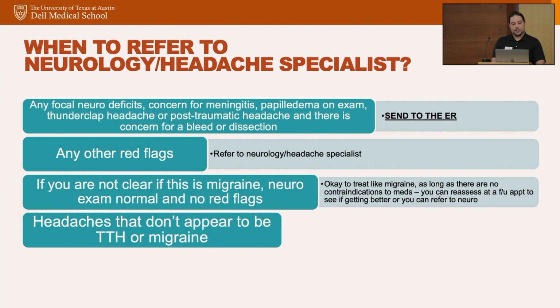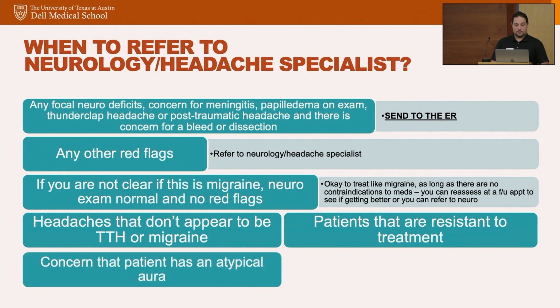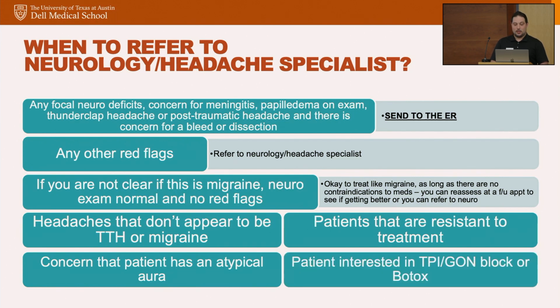Now, if you have a patient where headaches don't appear to be tension type or migraine, I would refer. Patients that are resistant to treatment. If there's concern that your patient has an atypical aura, or if your patient's interested in a procedure, such as trigger point injection, nerve block, or Botox, and this is something that you don't provide in your office.